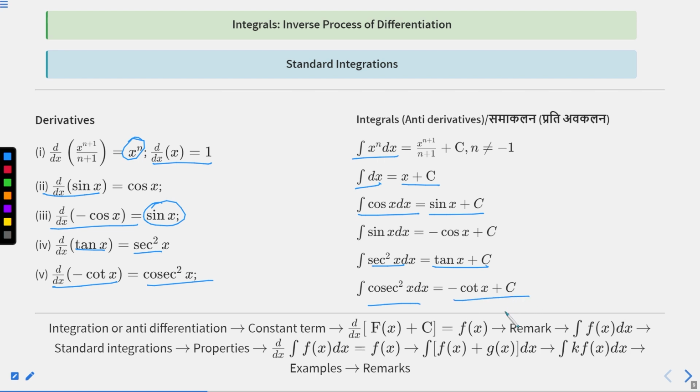Okay, you must know them. Otherwise you will fall behind. Okay, let us move next.